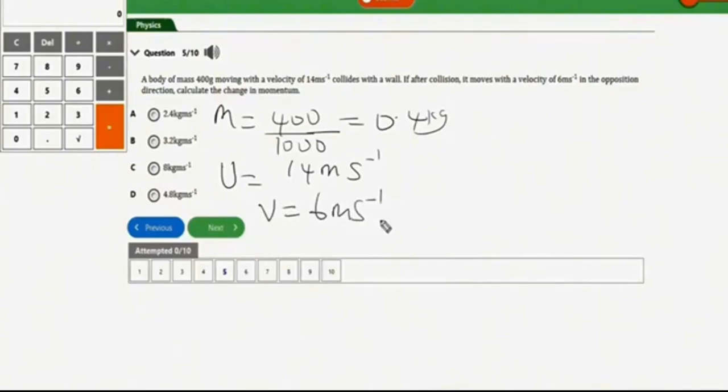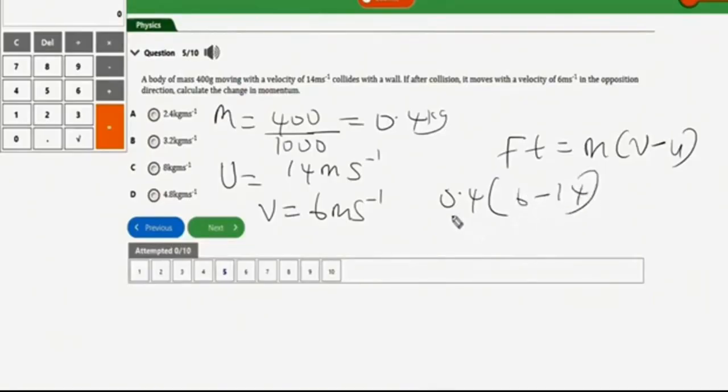We have our final velocity to be 6 meters per second. Now we are looking for change in momentum. Remember, impulse is proportional to change in momentum. So change in momentum will be, let's plug in the values. Our mass is 0.4 in brackets. Now we have the final velocity to be 6 and initial velocity to be 14.